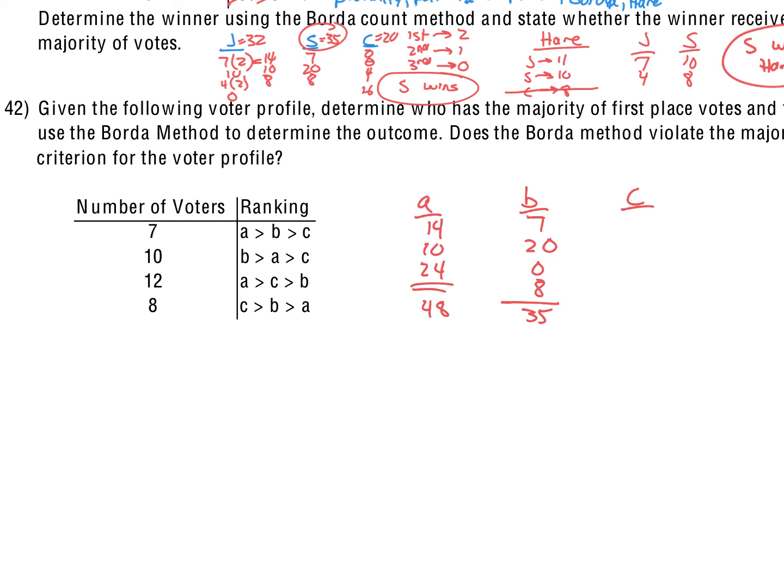And C gets a total of 0 for the first 2 rounds, 12, and 8 first place votes, which doubles to 16. So they get a total of 28. So overall in the Borda method, A wins.